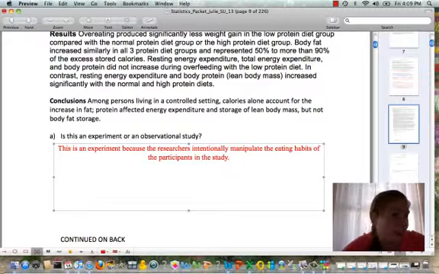Okay, so my summary sentence here is that this is an experiment because the researchers intentionally manipulate the eating habits of the participants in the study. So you may have written your sentence differently as long as you got the main ideas across that this is an experiment and that the researchers are manipulating the participants or the sample.